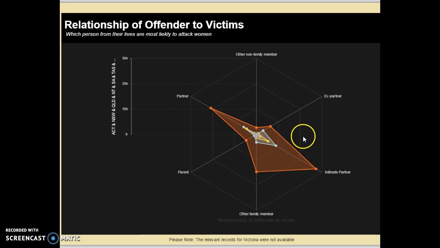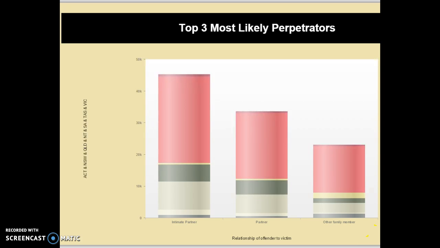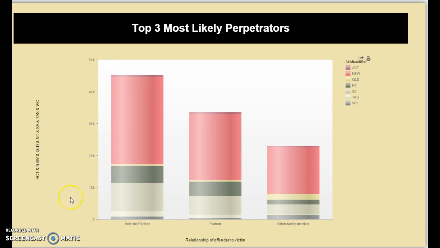And to just clarify the highest recorded persons, we filtered the results and ranked the top 3 to find the following infograph. Here, once filtered and ranked, the top 3 perpetrators turned out to be intimate partners, non-intimate partners, followed by other family members, as in ones who are not parents. Therefore, women in Australia are most vulnerable to face an attack from these 3 categories of persons in their lives.